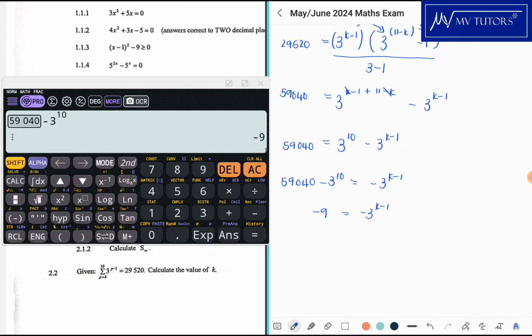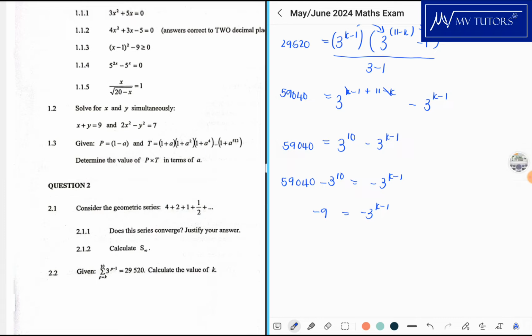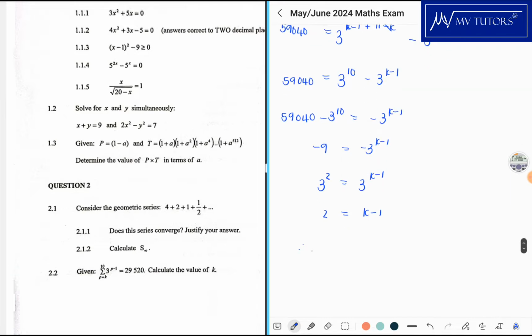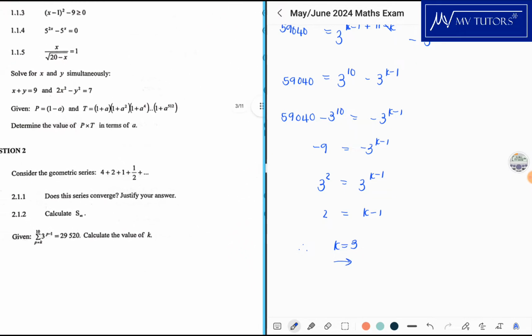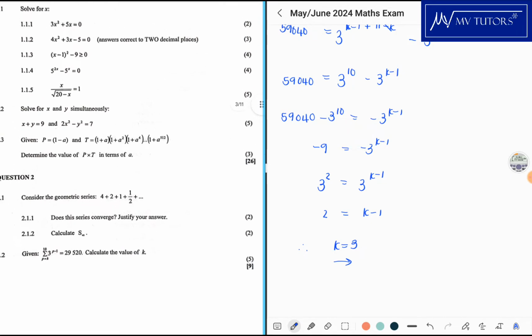I'm glad we have a 9 because 3 squared is 9. So I'm just going to multiply by negative 1 on both sides to get rid of that negative. I have 3 to the power 2 and 3 to the power k minus 1. So I can say 2 is equal to k minus 1. Therefore, k is equal to 3. Okay. Is that it for question 2? Yes, it is.